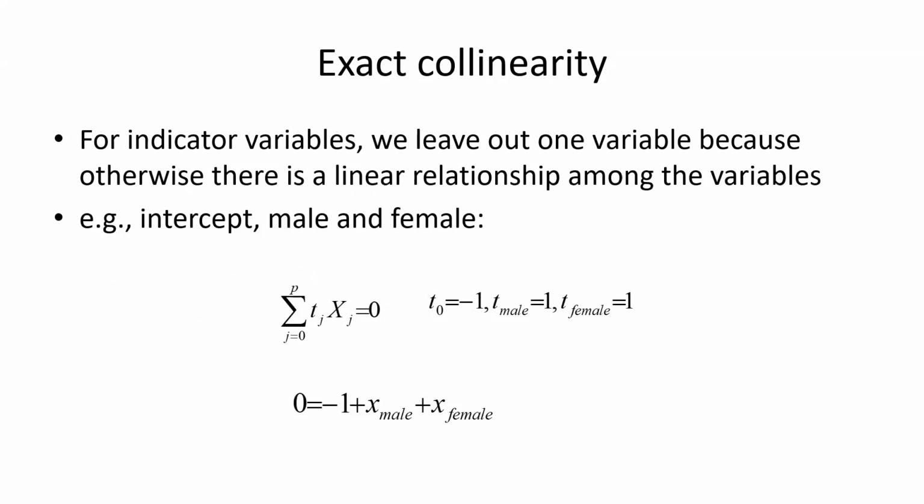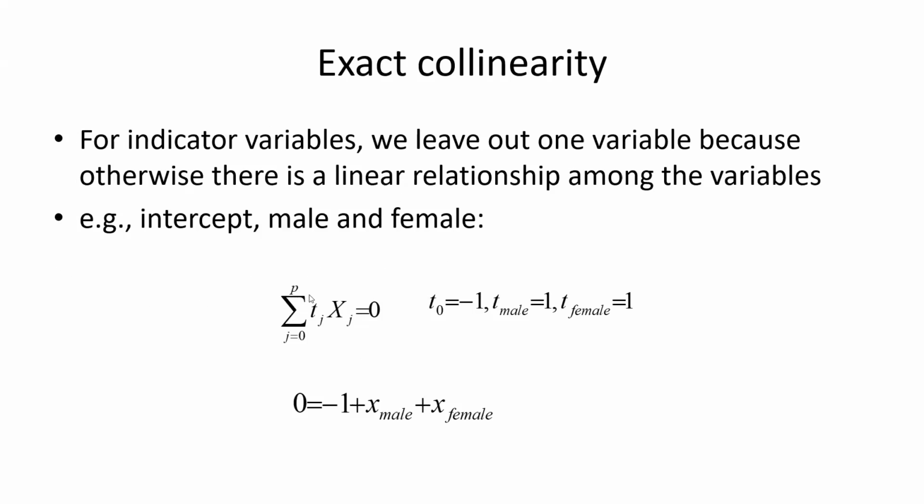We have already seen an example of this when we talked about indicator variables. So the idea with indicator variables, you have to take out one of the indicators to avoid exact collinearity. And in the example of male and female, we can make this fit this definition.